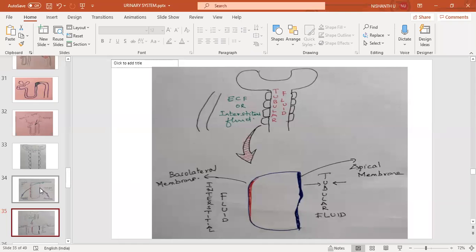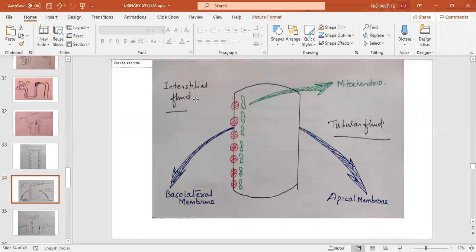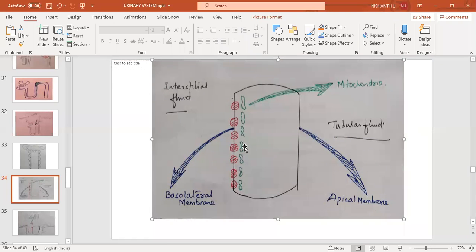Okay. Now, the same diagram, a little bit different, I have drawn. You just go through this one. Same cell, that means the proximal convoluted tubule cell. And this is the apical membrane, and this side is the basolateral membrane, right? And this is the tubular fluid, and this is the interstitial fluid. Don't worry about this one. I will explain it later.